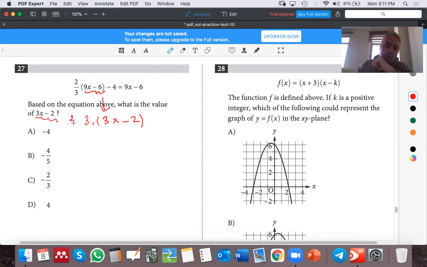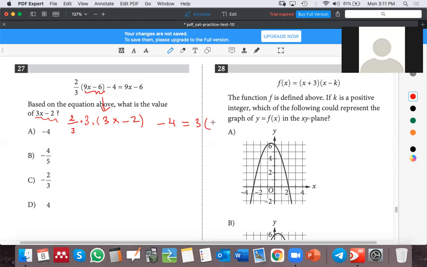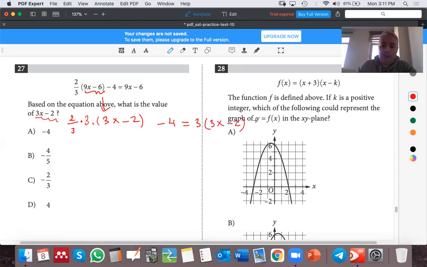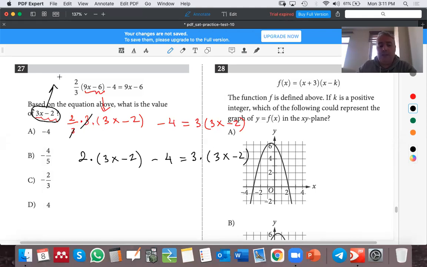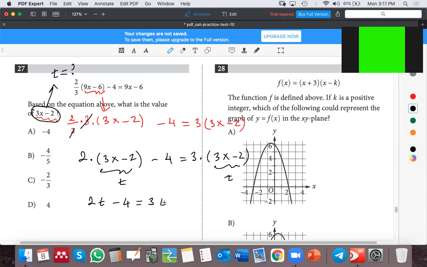And here I have 2/3, so 2/3 minus 4 is equal to 9x minus 6. So if I take 3 in parentheses again here, it will be 3x minus 2. And then if I make a simple operation, this will be 2 times (3x minus 2) minus 4 is equal to 3 times (3x minus 2). And then this is my question. Find 3x minus 2. If I call this t, my aim is how to calculate t. So this is already t. This is already t. I mean, I have 2t minus 4 is equal to 3t.